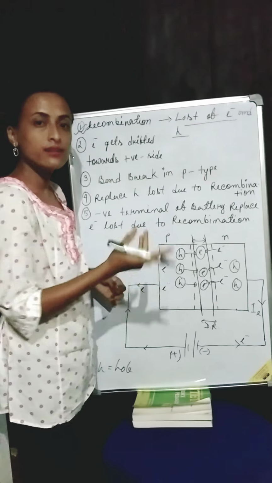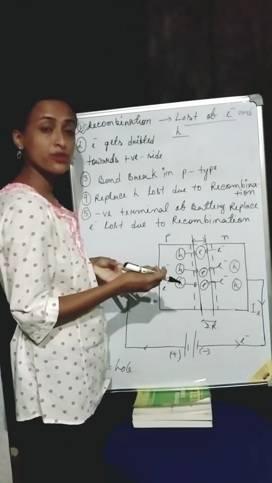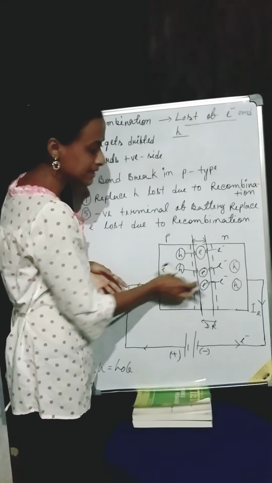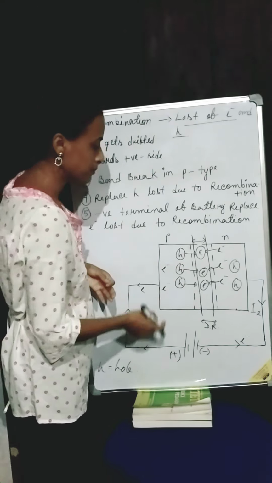Holes and electrons disappear, because due to this recombination process they start to form covalent bonds. So these holes and these electrons will disappear.